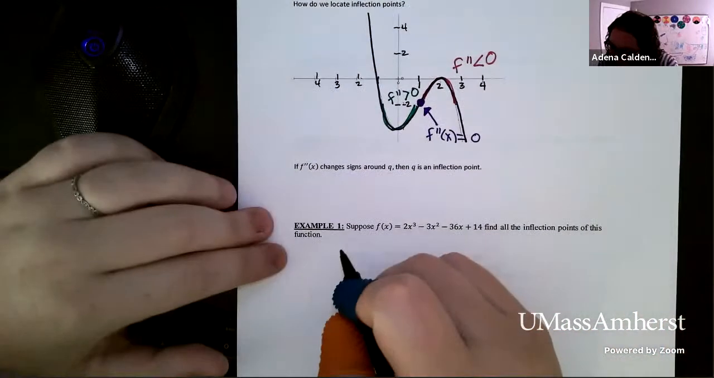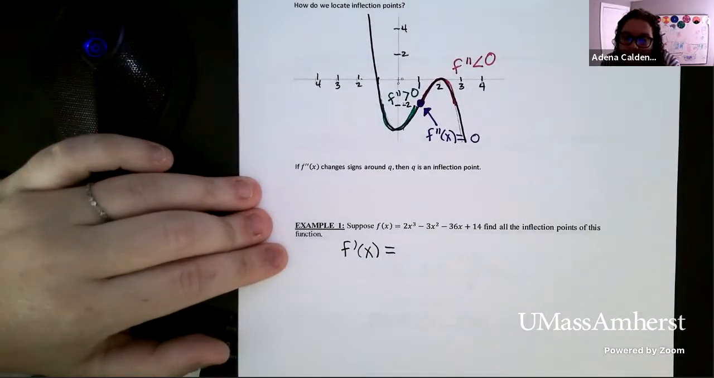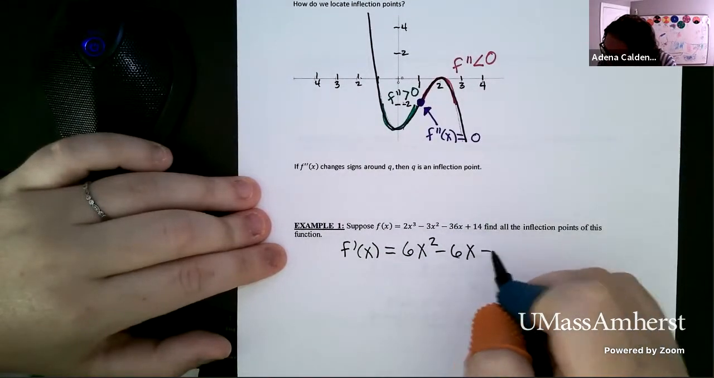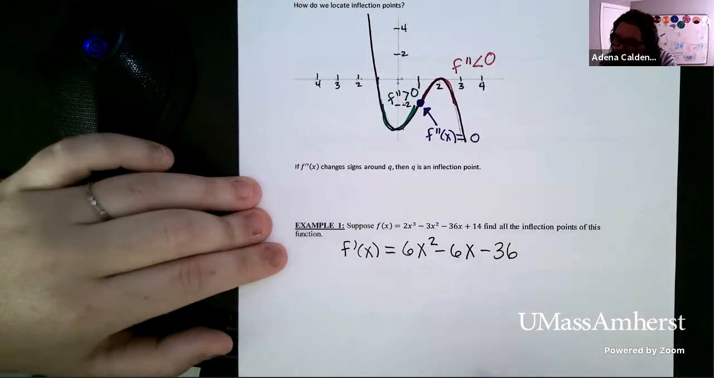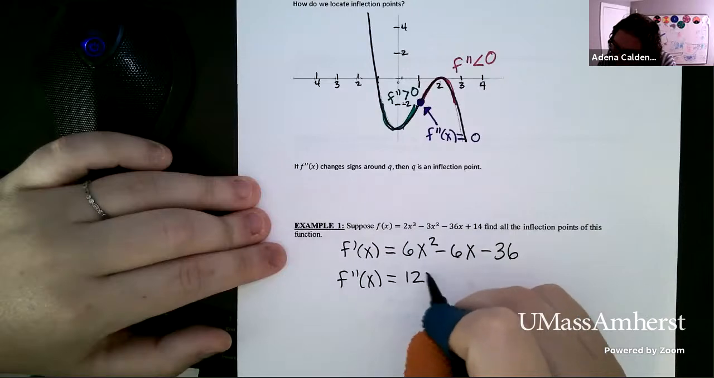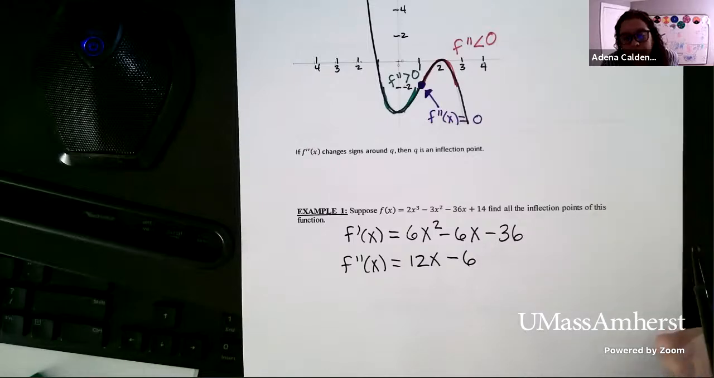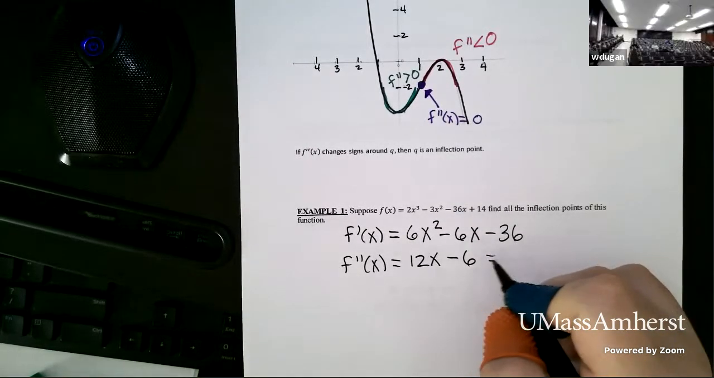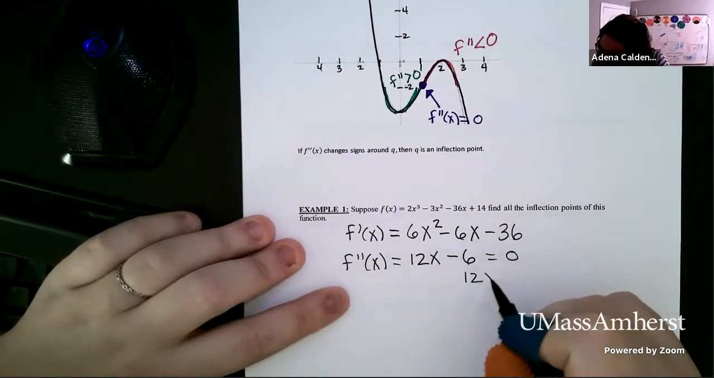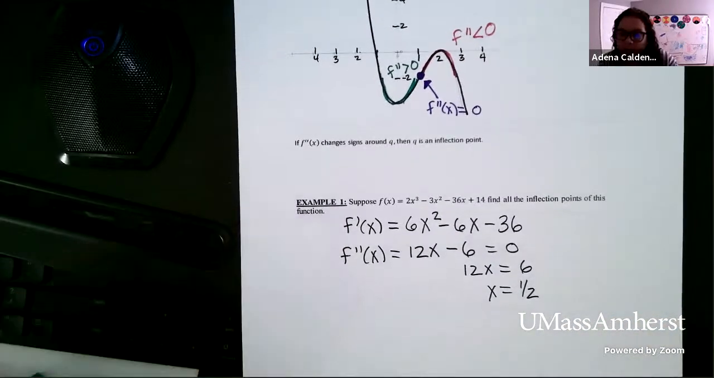Okay, so we start with the first derivative so that we can get to the second derivative. So the first derivative for this function will be 6x squared minus 6x minus 36. And now the second derivative will be 12x minus 6. So what we do is we find the second derivative and we set it equal to 0, and we're going to solve for x. So 12x equals 6, or x equals 1/2.